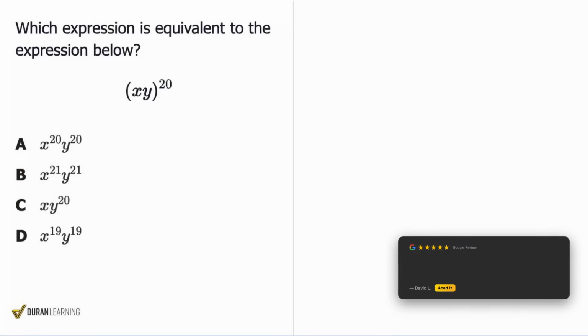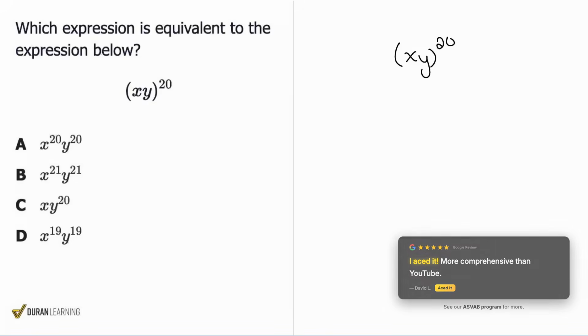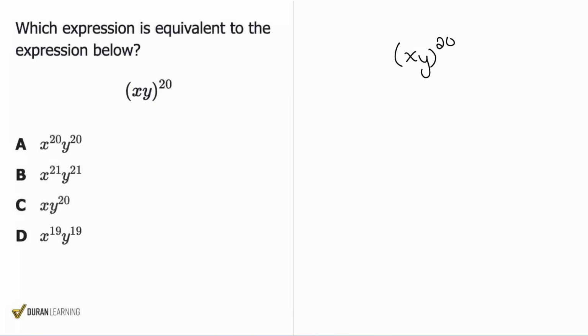And now moving it along here to the next one, which expression is equivalent to the expression below, where we have the group x and y together raised to the power of 20. So when we take a look at that, what we're going to do is understand that this is the power of products. And so what we do here is we are going to distribute basically this exponent to each individual piece's exponents. So to make this just a little bigger, let me just get that here.